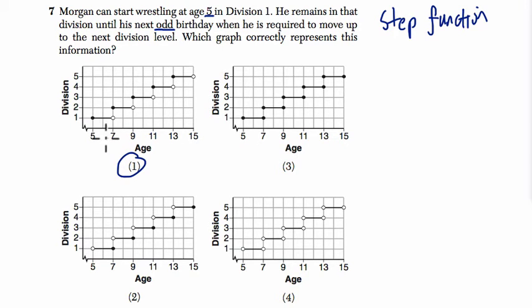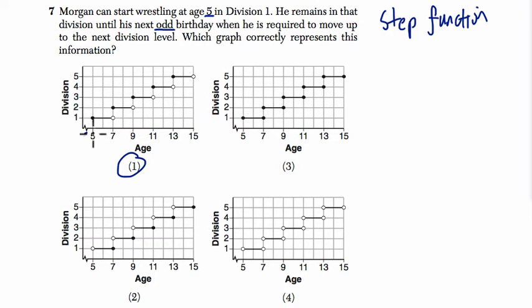Let's look at 1. Notice we have this little break in the graph. This little squiggle means it's not to scale. On the y-axis, we have divisions 1, 2, 3, 4, and 5. On the x-axis, we have the ages. Notice the odd ages are marked to help you because those are when you change divisions.